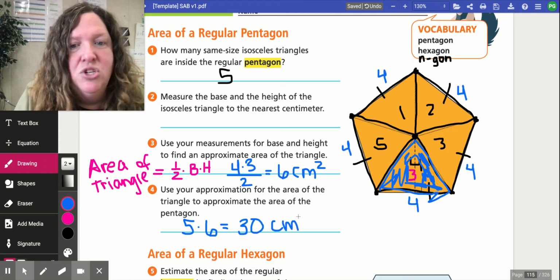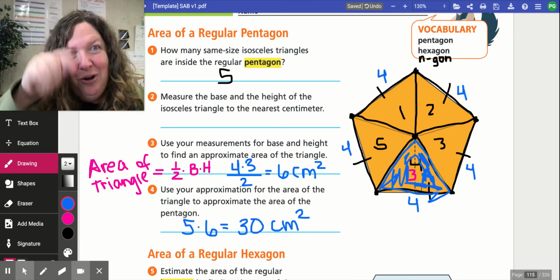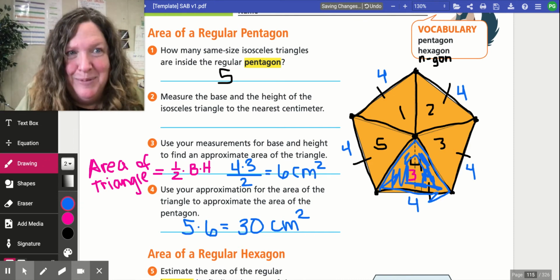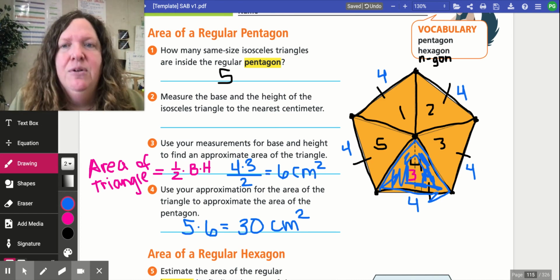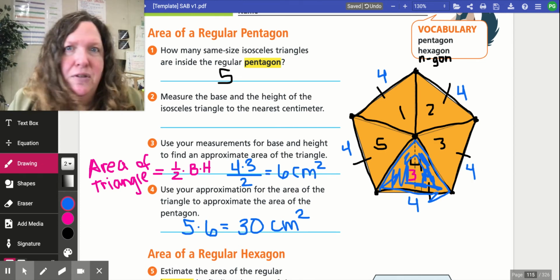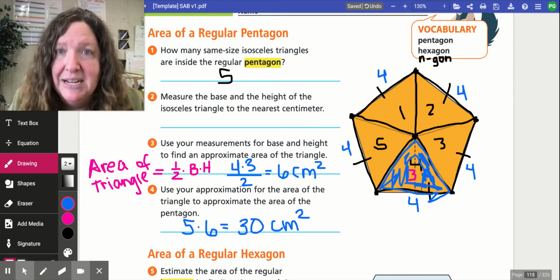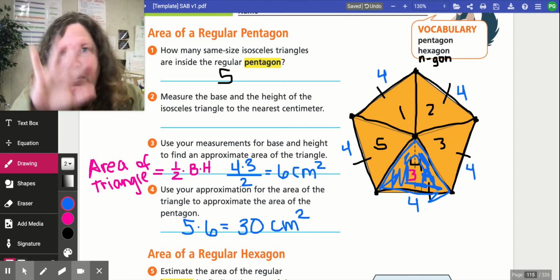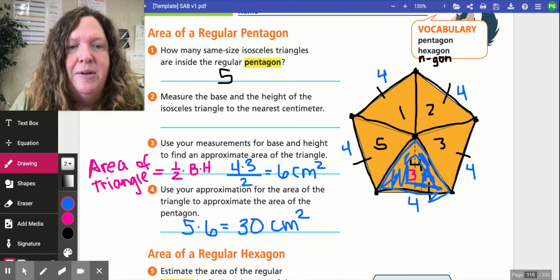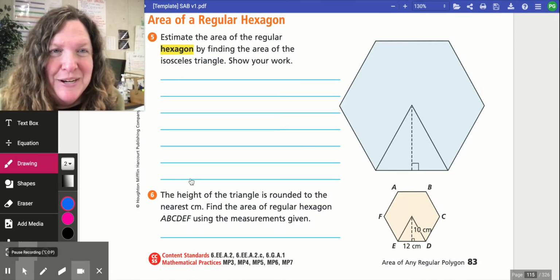So we only need to do the work one time, and then we figure out how many of those we need to solve the problem. That's the whole essence right there. That's the whole essence of how to find the area of n-gons. It doesn't matter if the n is 5 for a pentagon, if the n is 6 for a hexagon, if the n is 8 for an octagon, we still solve all of these questions the same way. All right, let's go on to number 5.